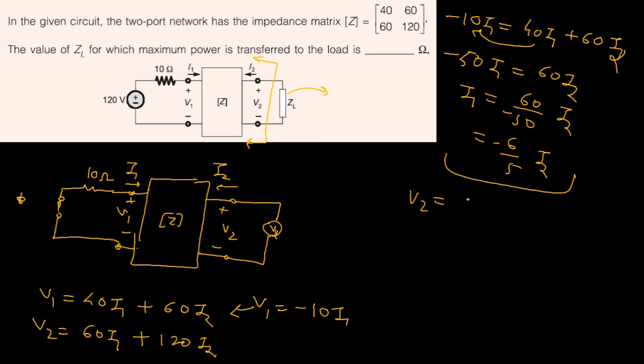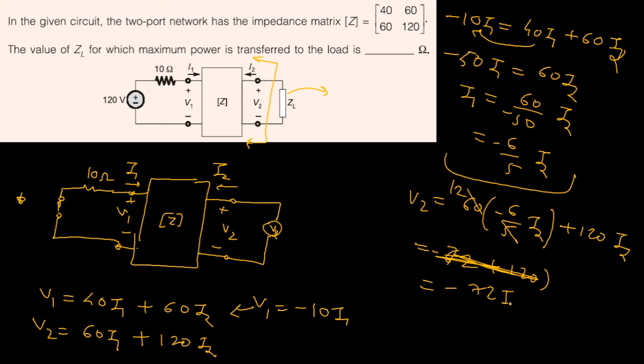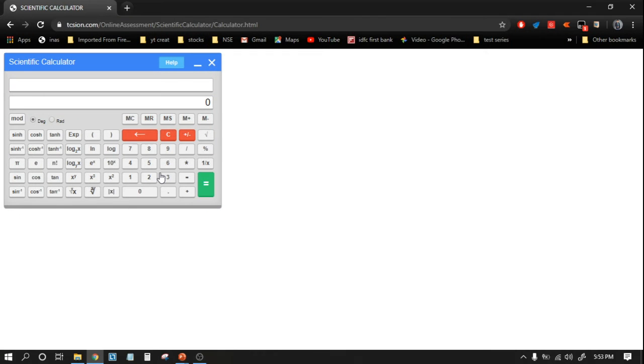So we have V2 is equal to 60 I1, which is 60 times minus 6 upon 5 I2, plus 120 I2. This 5 into 12 is 60, and 12 into 6 is 72, and so minus 72 I2 plus 120 I2. If we subtract 72 from 120, we will get the result, for this I am using this calculator.